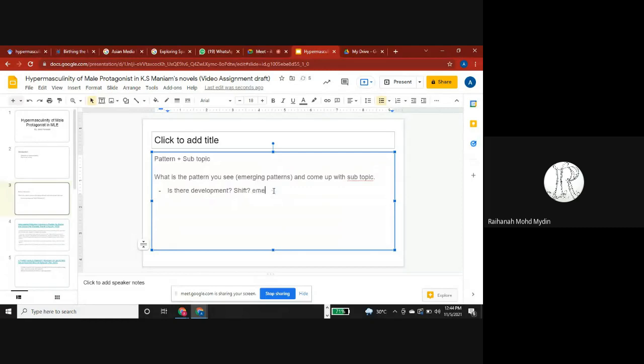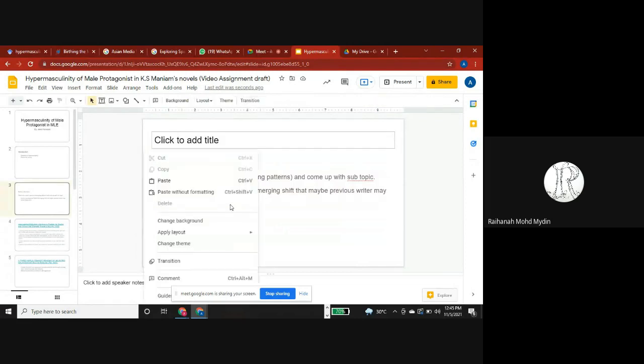Or is there a kind of shift in terms of being more conscious of hypermasculinity, meaning previous generation writers were not that conscious, but the current generation writers are more aware and they seem to assert hypermasculinity even more in their narrative. So based on the limited reading, because 5 journal articles is quite limited, what can you say? This is for assignment 1. And later, when you expand this further, you may be able to see more patterns emerging, right?